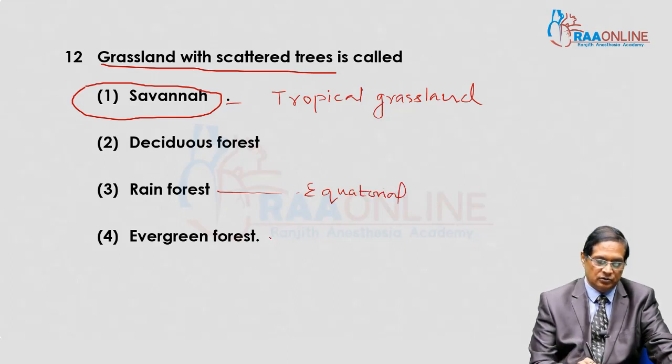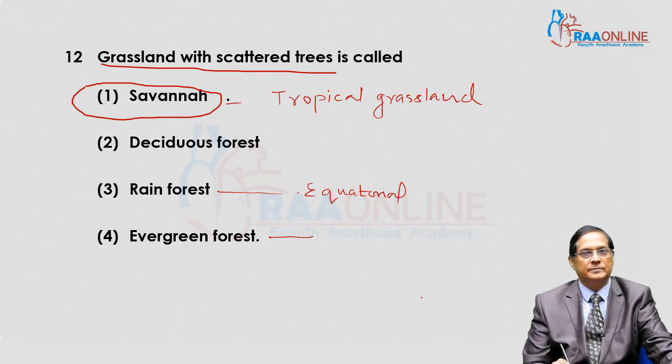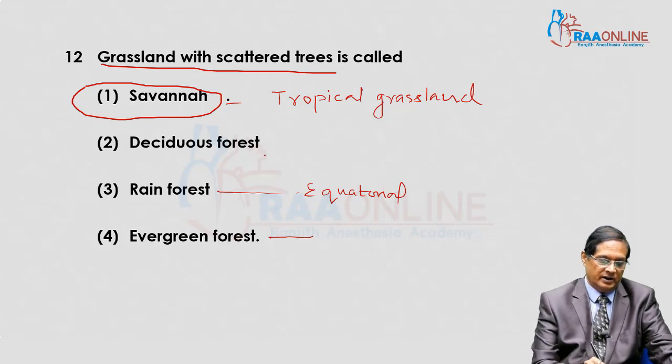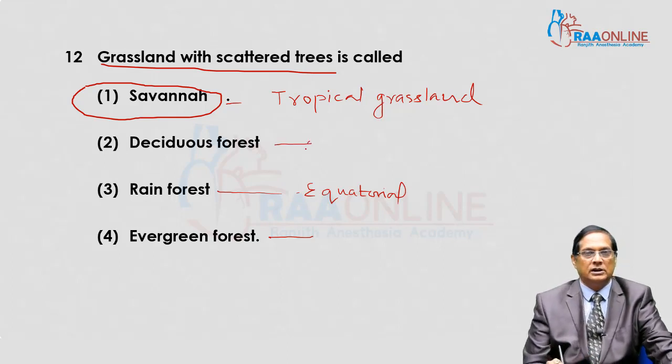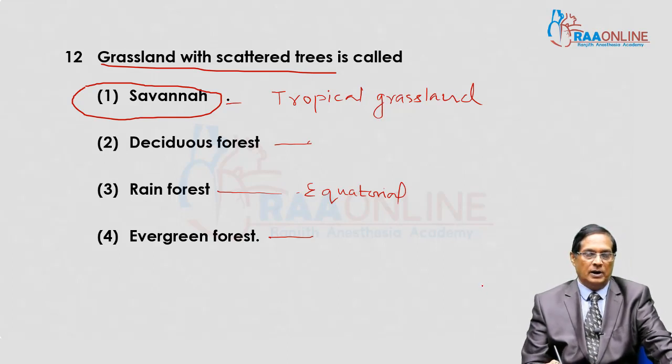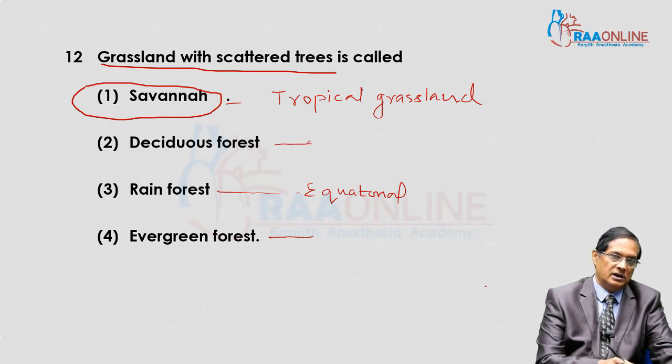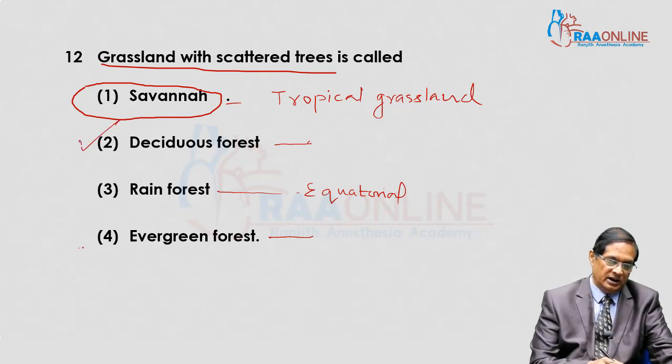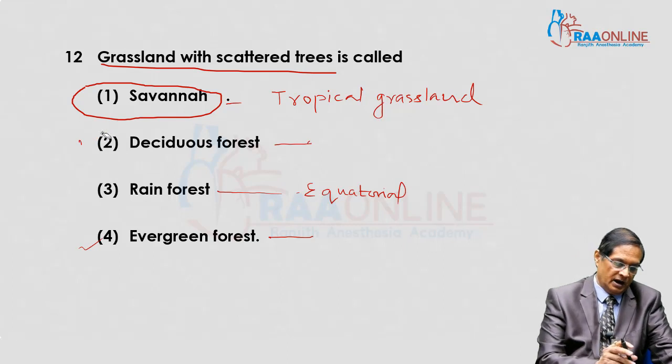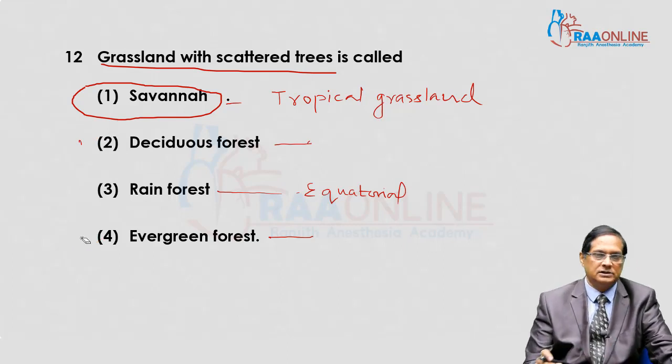Evergreen forests are those forests in which seasonal defoliation can't be seen, whereas deciduous forests are those in which seasonal defoliation is seen in their plants. That is, the plant becomes bare in a particular season, that is the autumn season. Those plants are called deciduous, and in evergreen plants, leaves are present throughout the year.